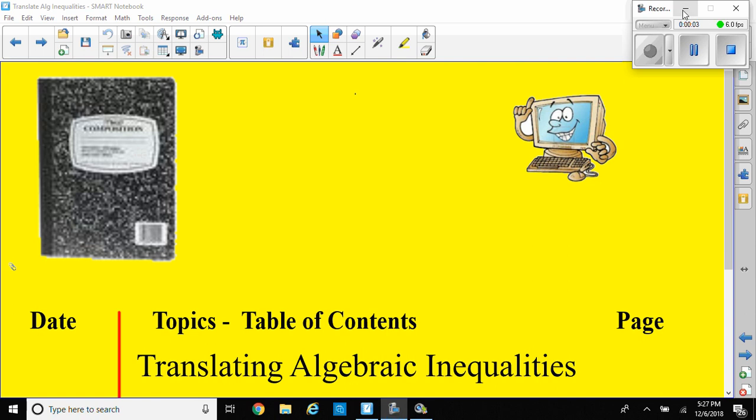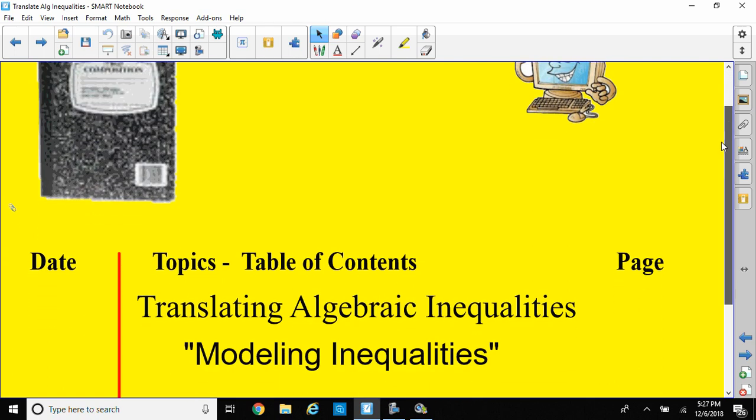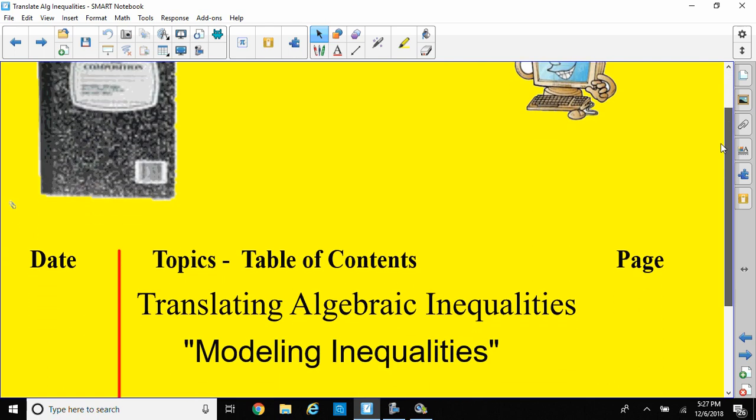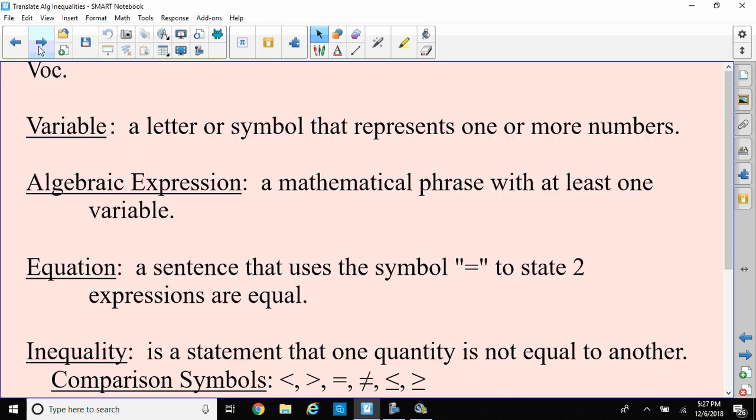This is Dr. Robinson again, and we're going to continue our studies. This time we are translating algebraic inequalities by modeling inequalities. So what we mean is we're going to be giving real-life demonstrations on how we use inequality in the real world. So here's some vocabulary for you that you should know.